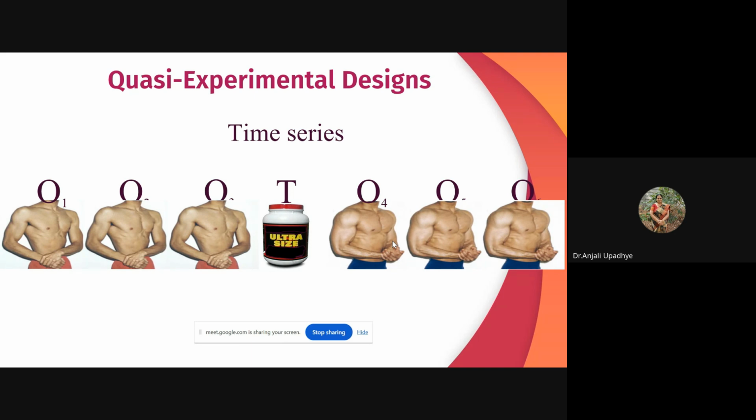But quasi means sometimes what happens, whenever we are taking the samples, we are not getting the data randomly allocated. It is difficult to get data randomly allocated. It is not so easy to get data collection from the people. So at that time we are using the quasi experimental study designs, and it is having some follow-ups also.